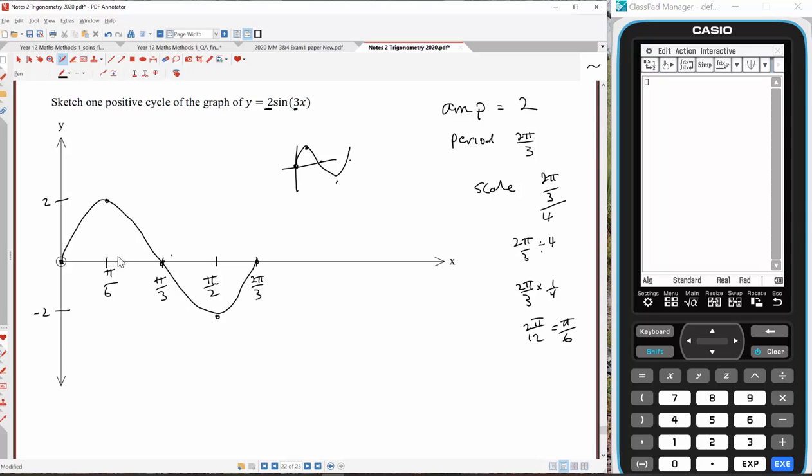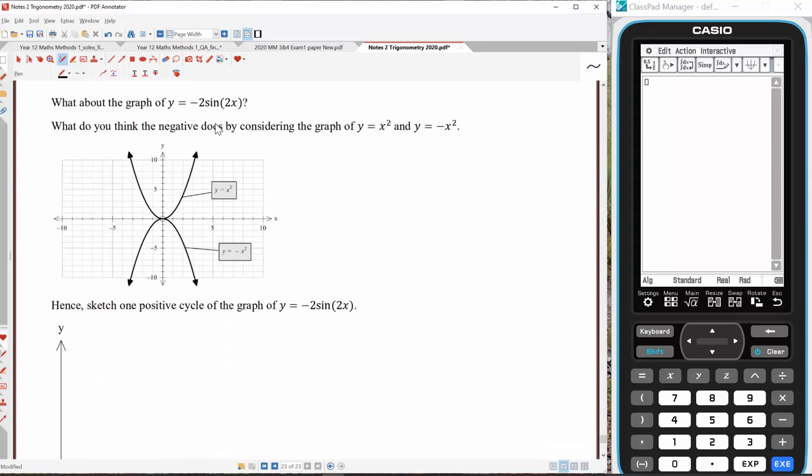All right, let's just double check our work. So our period, or one cycle, takes 2 pi on 3, which matches that. Here is our center line of the graph here, and we go up 2, down 2, so it matches the amplitude there. So big tick.